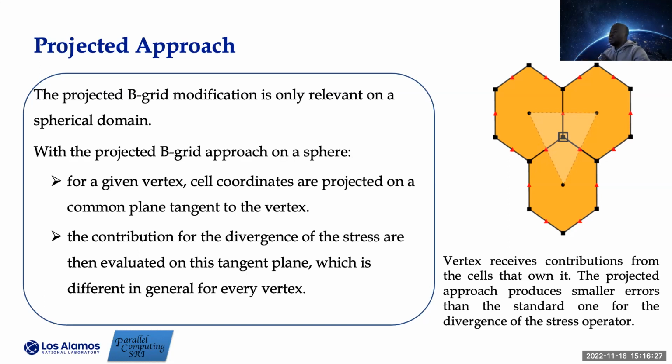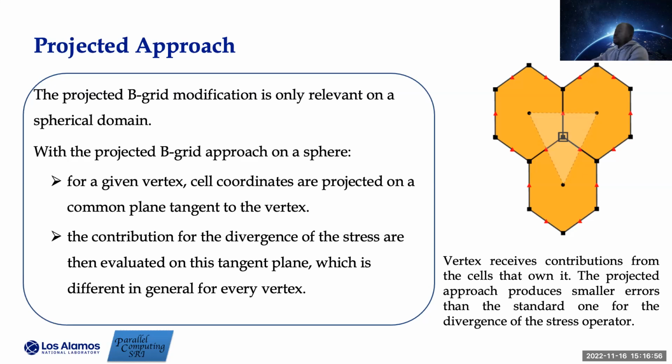The 3 cells, instead of projecting them individually onto their own tangent plane, we project all those 3 cells together onto a given tangent plane at that vertex. And then the contribution of the divergence of stress from those 3 cells is computed on the same tangent plane. So that's the new technique we used over the summer, with the aim to improve the numerics used in the MPAS Seaice model.